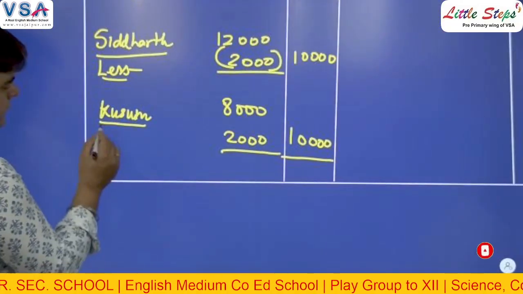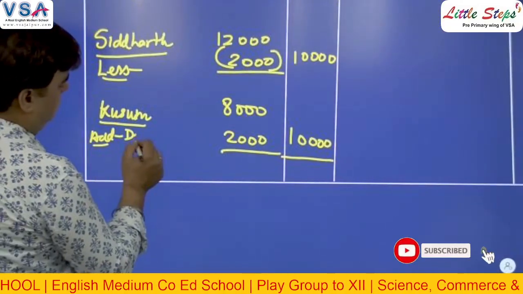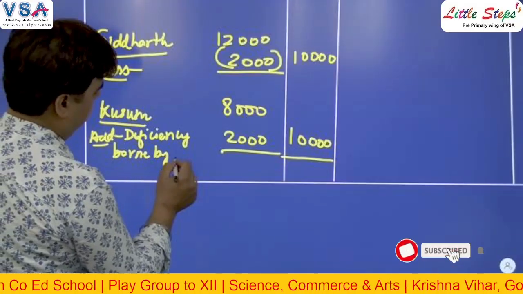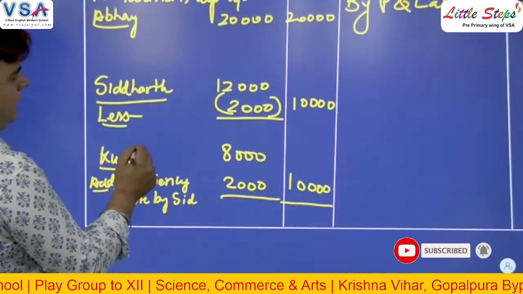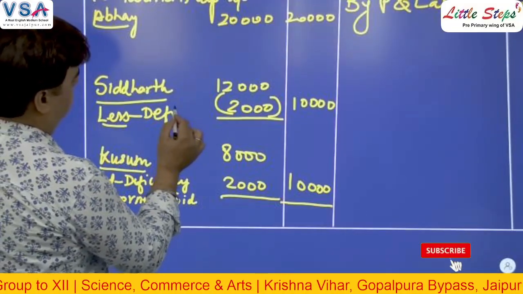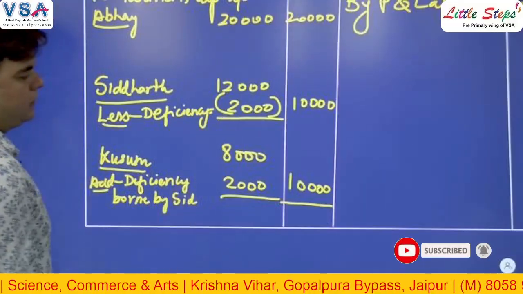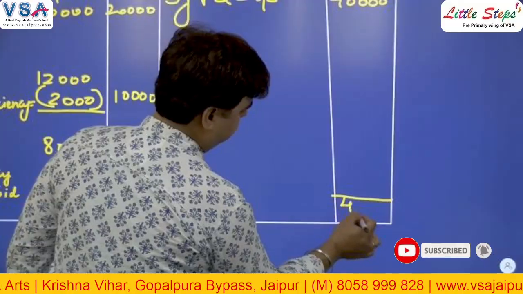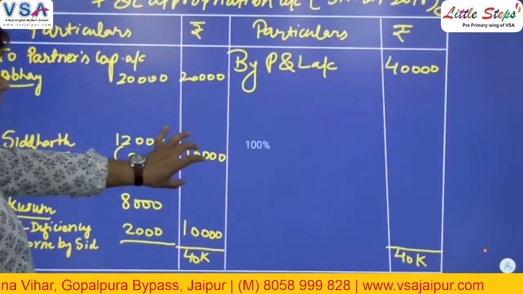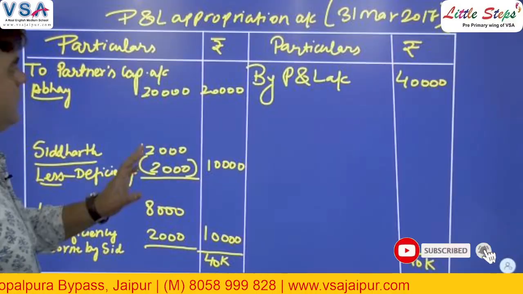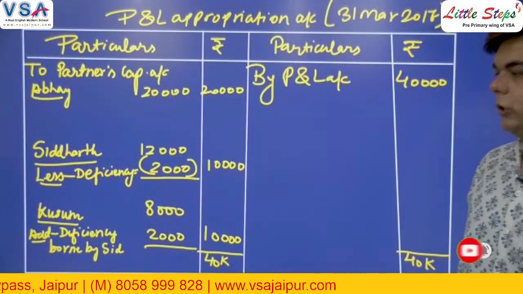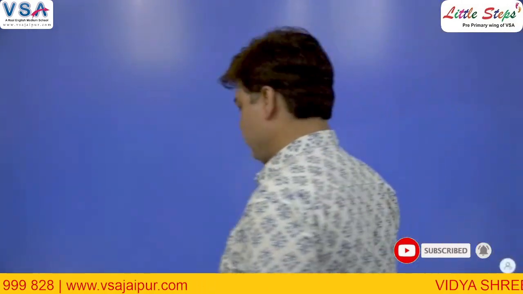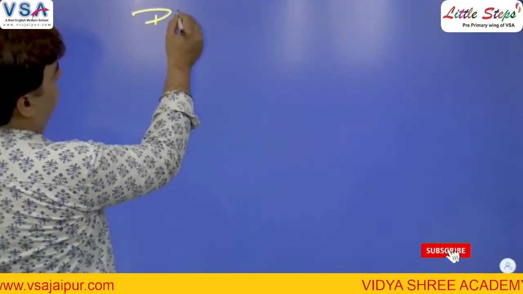Now, this is the deficiency borne by Siddharth, right? And here it will be deficiency. Simple. The whole amount will be 40k here, and again 40k here. So this is how we'll simply have the P&L appropriation account for the year 2017. Now we'll again make a P&L appropriation account for the next year. I hope this was clear to everyone.